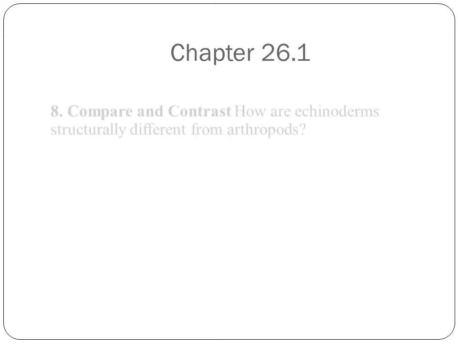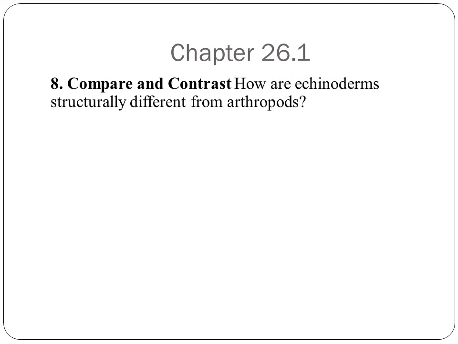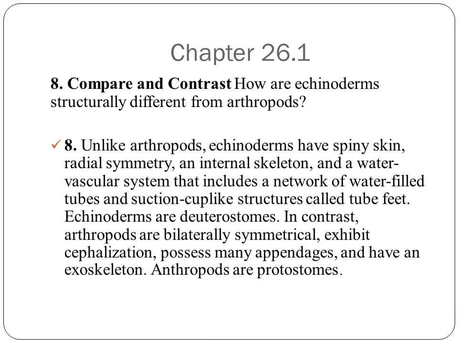Now let's see the next question. Compare and contrast. How are echinoderms structurally different from arthropods? The answer is, unlike arthropods, echinoderms have spiny skin, radial symmetry, an internal skeleton, and a water vascular system that includes a network of water-filled tubes and suction cup-like structures called tube feet.